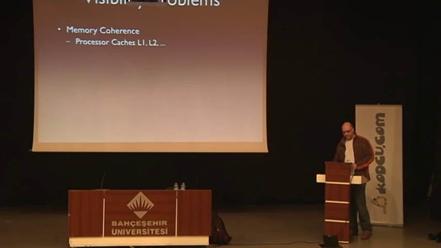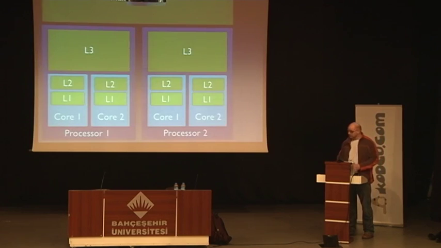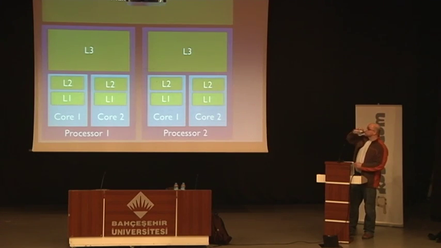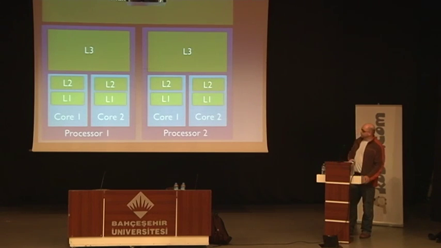Another problem is that you have all kinds of memory in your system. You have processor caches, level 1, level 2, level 3. This is, for example, what I have at home. I only have a little bit more cores. As you can see, there is a little level 1 cache. Then there's a bigger level 2 cache. Then there is an even bigger level 3 cache. And eventually you have the main memory.